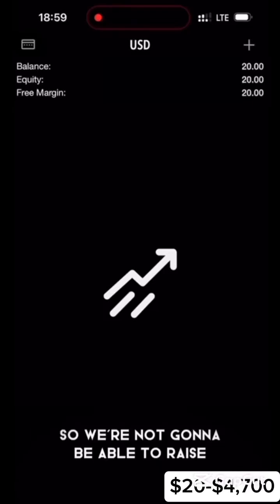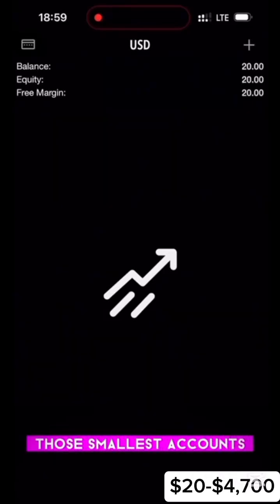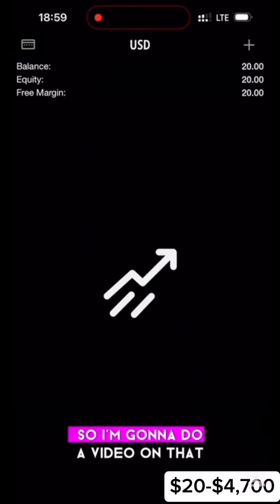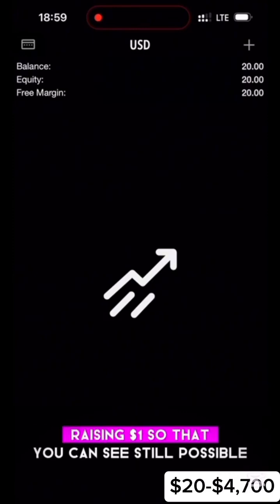They've increased the lot sizes, so we're not going to be able to raise those smallest accounts. But I think $1 is still possible, so I'm going to do a video on that, raising $1, so that you can see it's still possible.